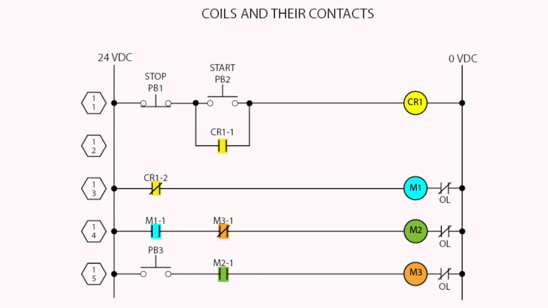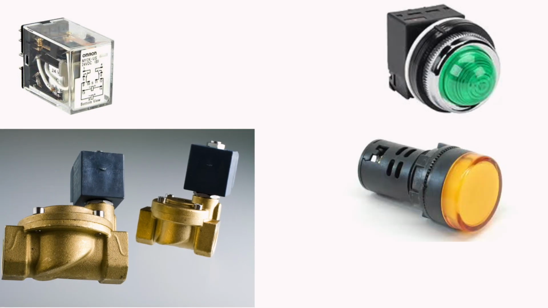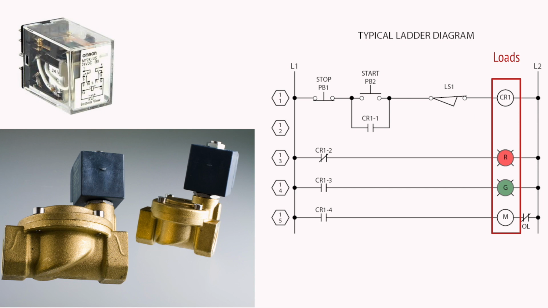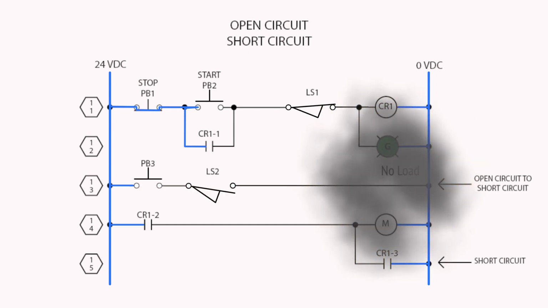A load is a circuit component that has resistance and consumes power that is supplied from L1 and L2. Some examples of loads are coils, solenoids, horns, and pilot lights. Note that at least one load must be present in each rung of a ladder diagram. Not having a load in a rung will result in switching an open circuit into a short circuit between L1 and L2.